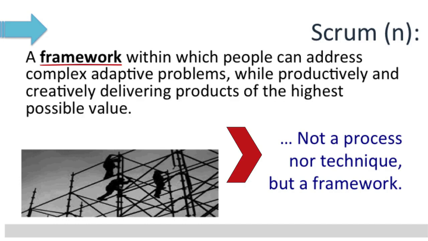Scrum: a framework with which people can address complex adaptive problems while productively and creatively delivering products of the highest possible value. That's the textbook answer. You'll need to know it, but by looking at different elements and knowing what they mean, you can make more use out of memorizing this. For example, if you remember this definition, you should know that Scrum is about maximizing value, and that adaptability is a core element of Scrum, and even more importantly, that Scrum is a framework and not a technique.